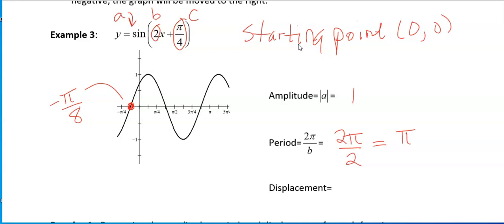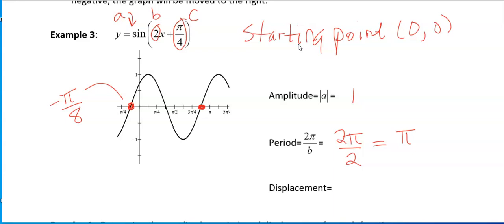Now you could also, by the way, for displacement, pick a point like right there. As long as it's one of the x-intercepts, halfway up your curve, and it's on the positively sloped part, then it works fine. That would also be your displacement.